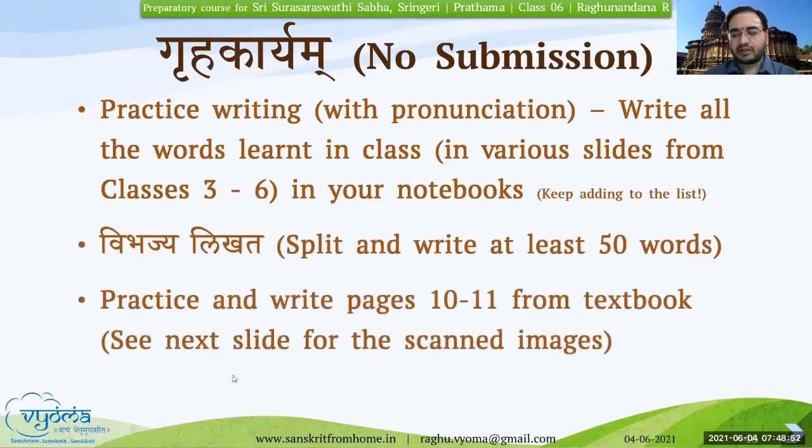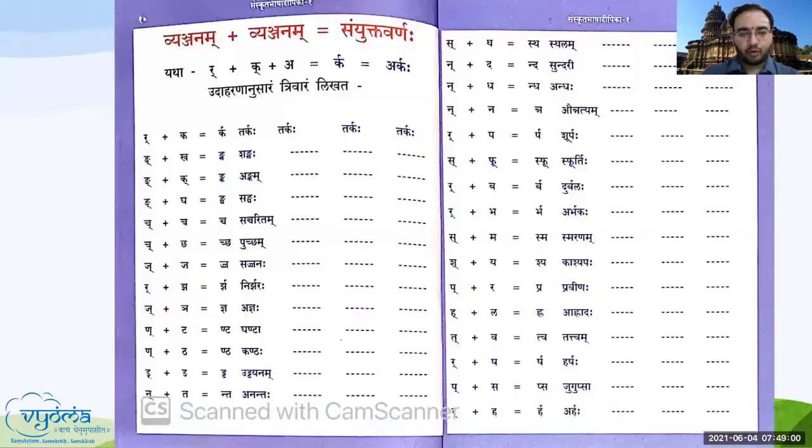I have also attached the screenshot of the textbook so that you'll be able to practice it. This is from Samyuktaksharam in the textbook. So please make note of it. I have put this in the slide. Here again, Vyanjanam plus Vyanjanam is Samyukta Varnaha, is what they have given. Varna or Aksharam both mean the same. Varnaha is a Pullinga Shabda and hence it is Samyukta Varnaha. And Aksharam is an Napumsakalinga Shabda.